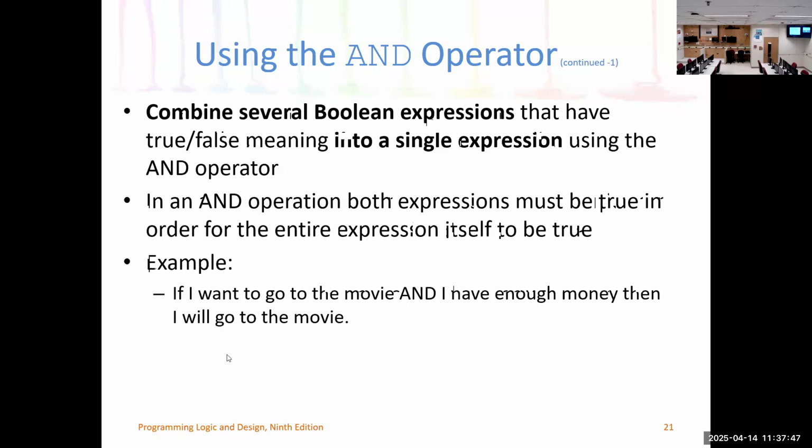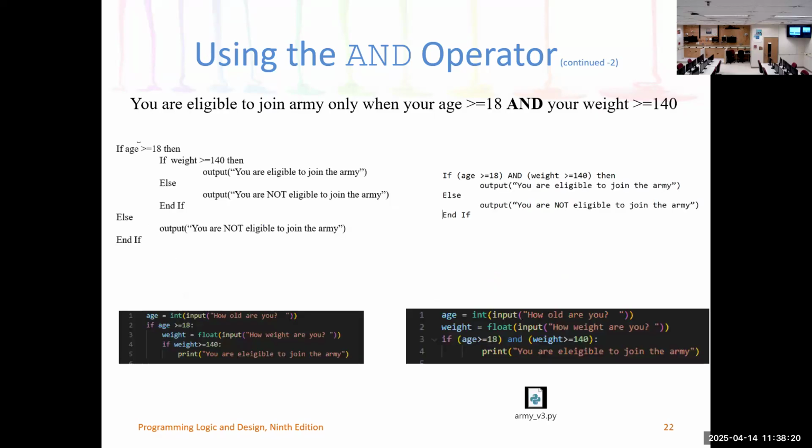So think about this one here. If I want to go to the movie and I have enough money, then I will go to the movie, right? For sure, I will go to the movie only when I want it and I have enough money, both of the conditions. If I don't want it, for sure I don't go to the movie. Or if I want it but I do not have enough money, I cannot go to the movie, right? So basically, for the AND logic, in order for the output to be true, both of the conditions must be true. That is the logic of AND.